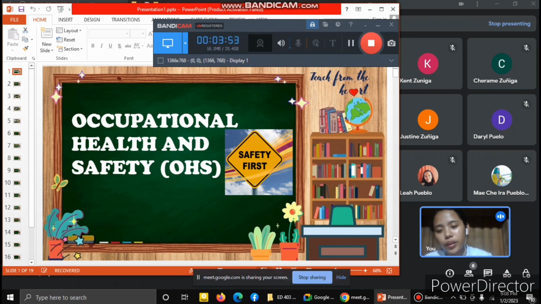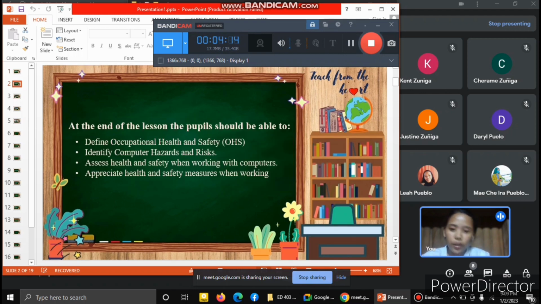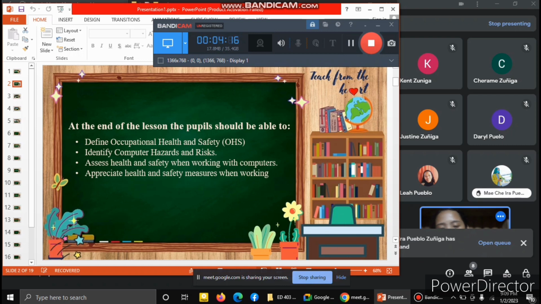Now we will proceed to our next lesson, which is OHS. This is the preparation we first need to know in order to perform disassembly and assembly of a computer system. These are the objectives of our lesson: define occupational health and safety, identify computer hazards and risks, assess health and safety when working with computers, appreciate health and safety measures when working.